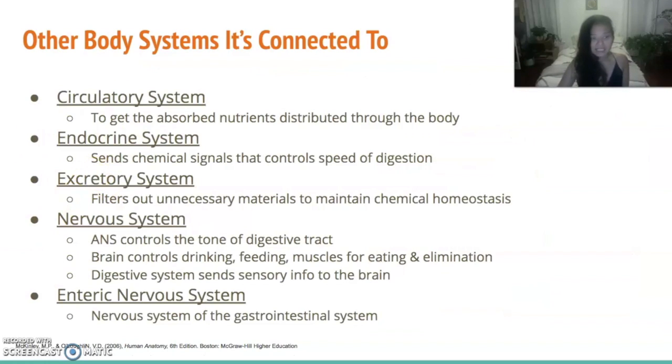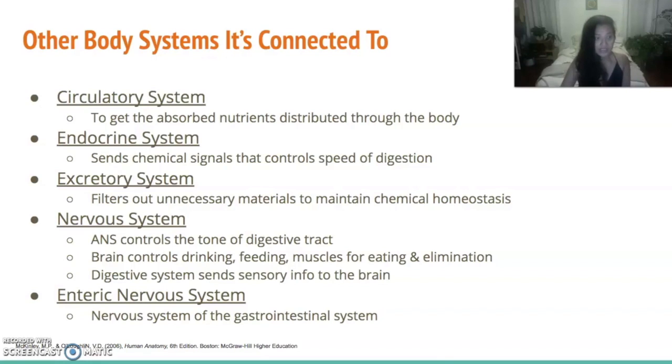And the digestive system works very closely with the circulatory system. The nutrients that are obtained from food pass into the circulatory system and are taken to where they're needed in the body. And the circulatory system also carries chemical signals from the endocrine system that controls the speed of digestion. It also works alongside the excretory system to filter out any compounds from the bloodstream and collect them in urine. And this helps maintain chemical homeostasis in our body.